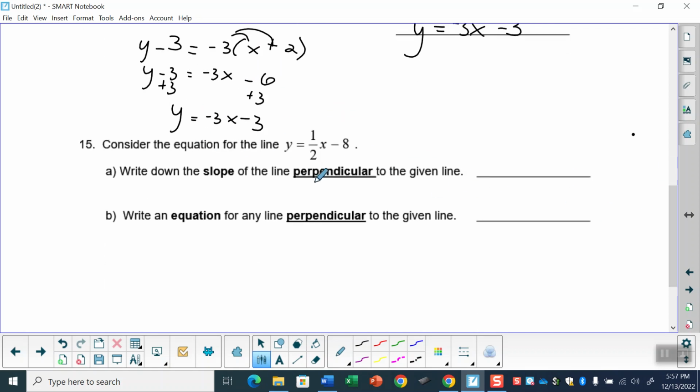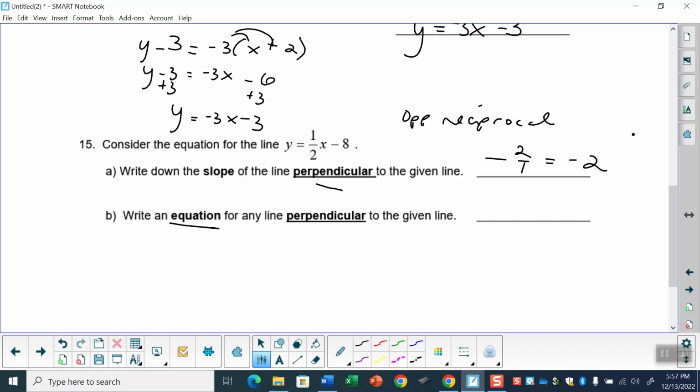Number 15, now we want to have a perpendicular line, right? So if it's going to be perpendicular, it needs to be the opposite reciprocal. So opposite means it needs to be negative, right? This is positive, so it's going to be negative. And the reciprocal of 1/2 is 2/1, right? You just flip it. And so that's just equal to -2.